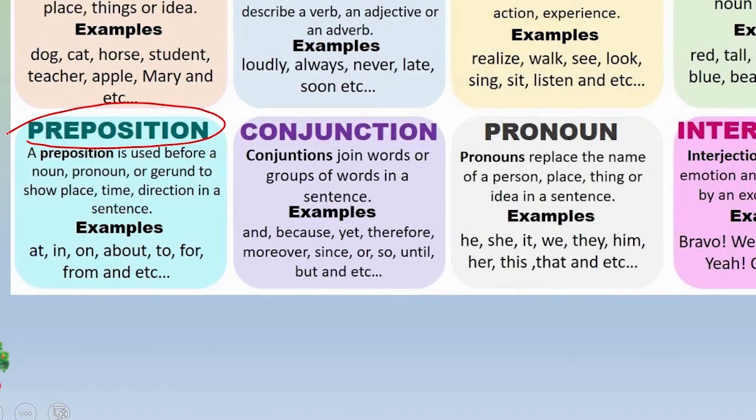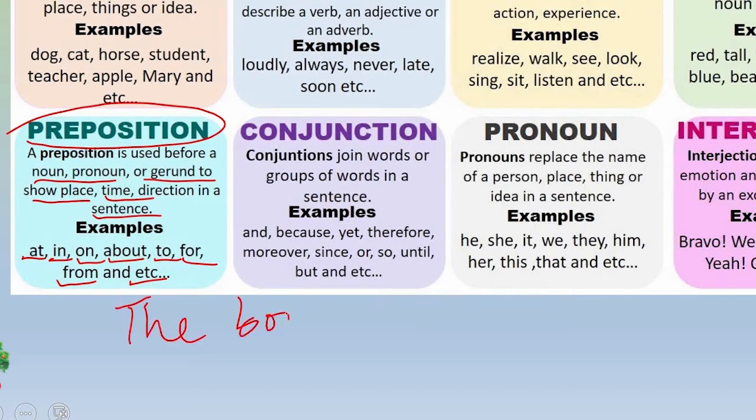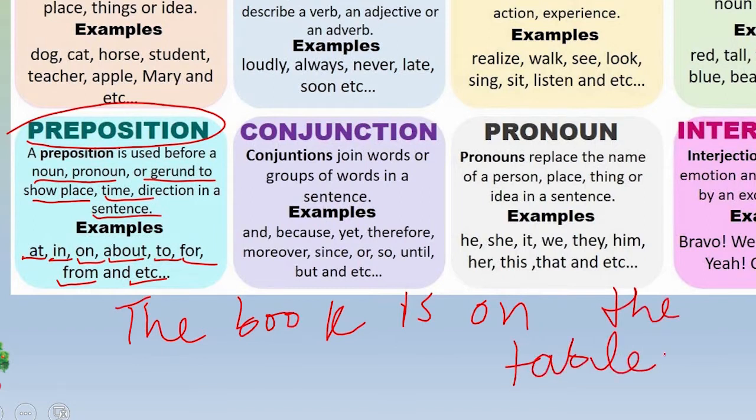Now, let's discuss prepositions here. A preposition is used with a noun, pronoun or gerund to show place, time, direction in a sentence. It also shows the relationship between pronouns and nouns. Look at the examples here: at, in, on, about, to, for, from, etc. Like, the book is on the table. Here the preposition is on. It's telling you the position of a thing, of a book, which is on the table.